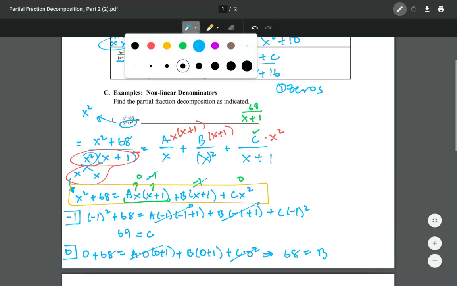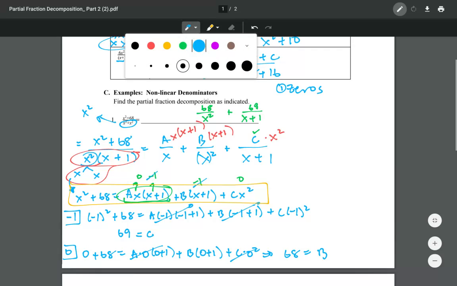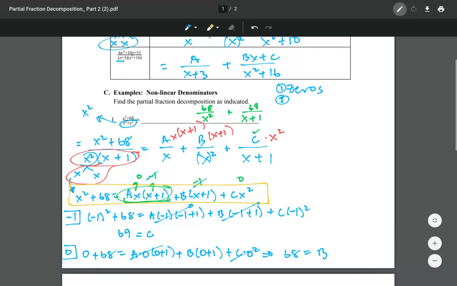Okay, I've got one left to go. So 68 is equal to b. So plus 68 over x squared. I've got one left to go. I don't have a way of getting at a. And that's because I have both the x that zeroes out with 0 and then x plus 1 that zeroes out with -1. So I need to use my second technique. My second technique is comparing coefficients.